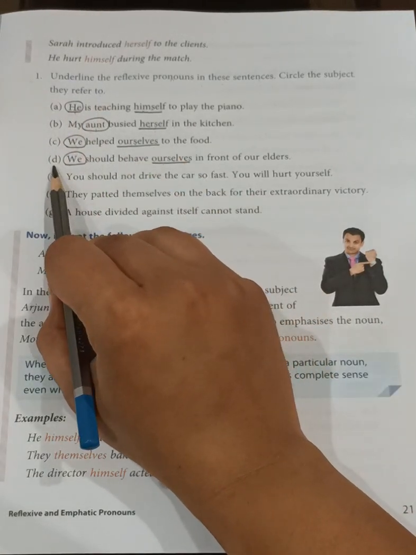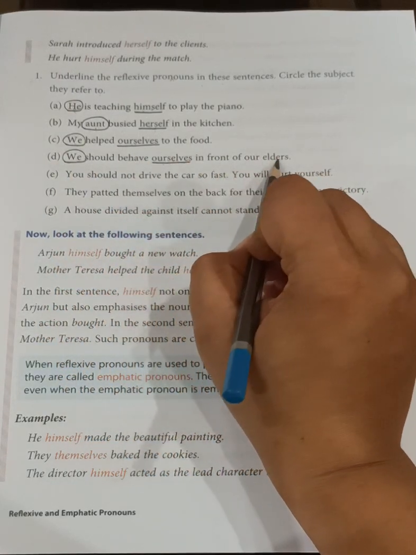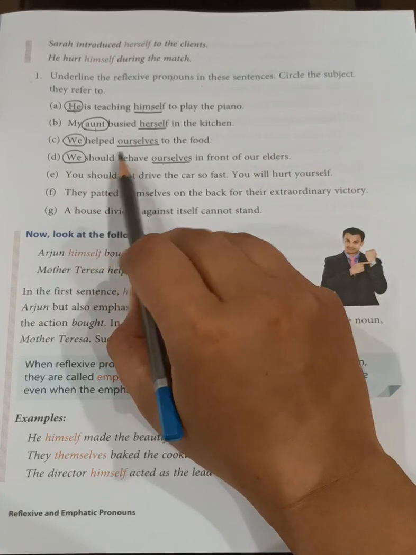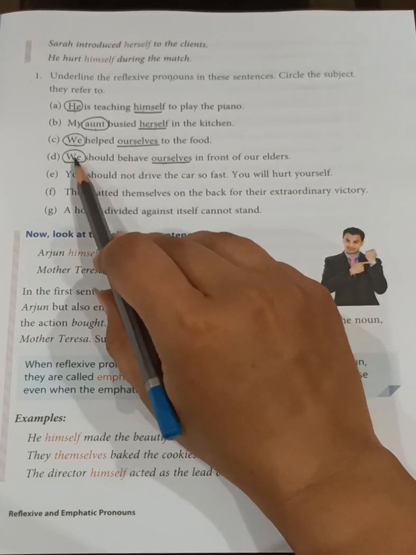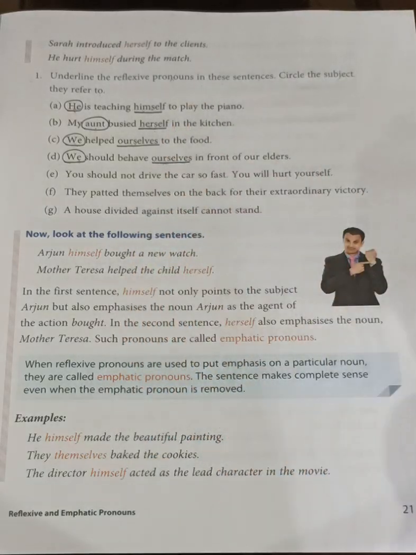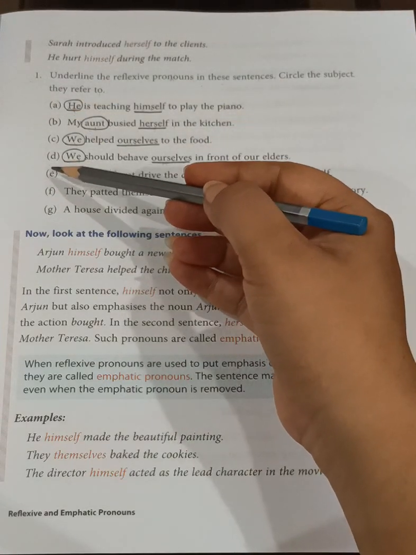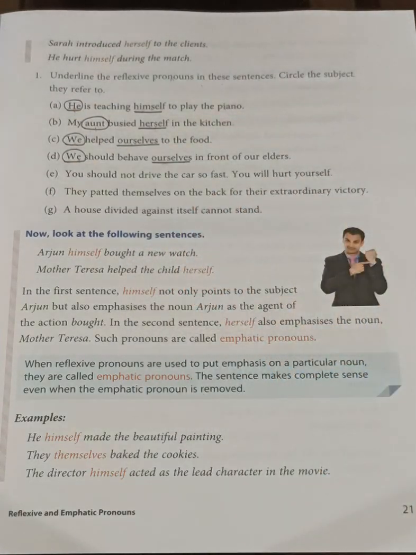So let us see D. We should behave ourselves in front of our elders. So we should behave ourselves. So we is the subject and ourselves is the reflexive pronoun. Understood, students? So, in the same way, you have to complete from E to G in your homework.